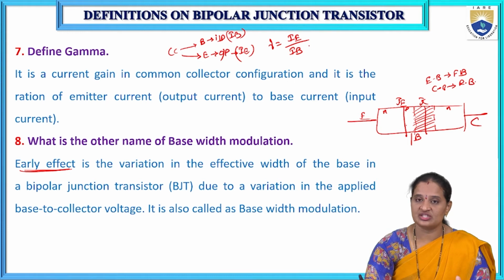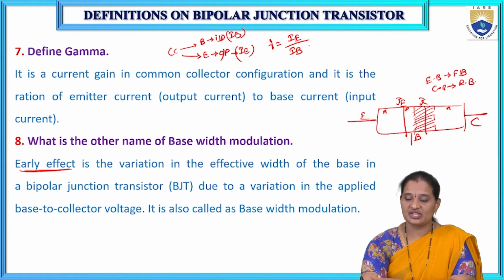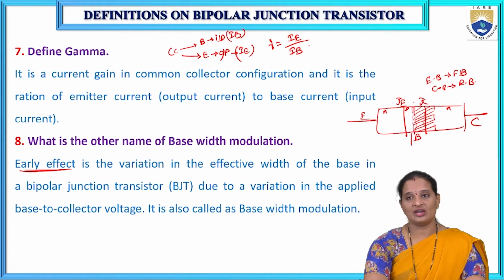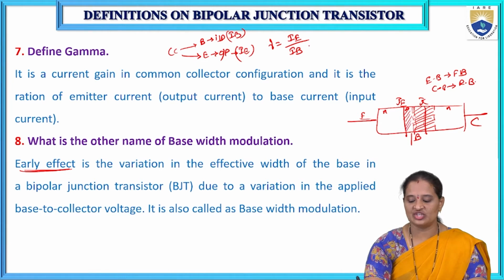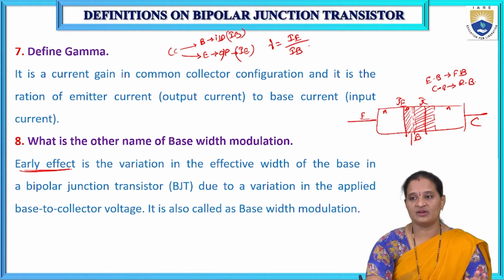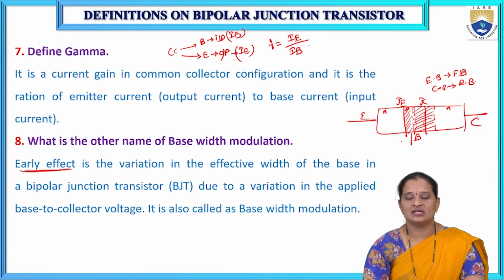As the doping concentration is very less for the base, the depletion region due to the reverse voltage applied to the collector junction will penetrate more into the base region. Hence the effective width of the base region, where the recombination takes place, will be reduced. The variation of the effective width of the base region with respect to the reverse voltage applied to the collector to base junction is known as base width modulation, or else it is also called the early effect.